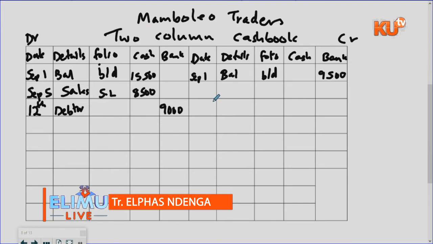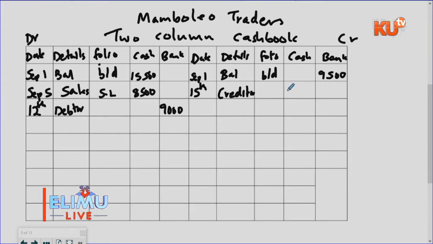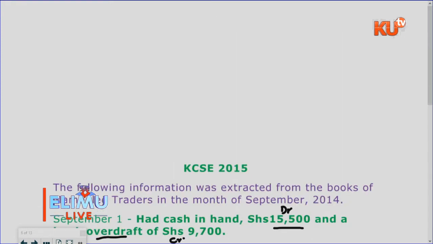That is on 15th September. 15th September. And then we are paying the creditors. And the amount of how much? 10,000 in cash. Students, I hope we are together and you are enjoying this because this is fun. We can go back to our question again.